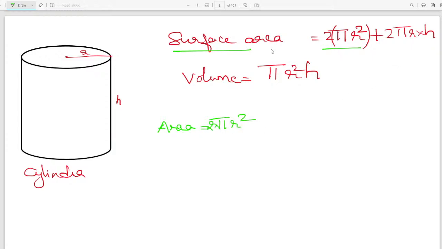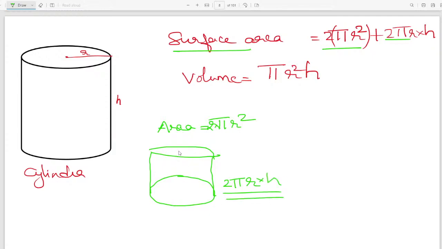So this is for the upper and bottom surfaces. And the side part for the cylinder, that surface area is equal to, you can remember this as the circumference. If this is a circle, the length of this circle is 2 pi r. And if you have a height like this, the length of this cylindrical outer surface would be 2 pi r into h.